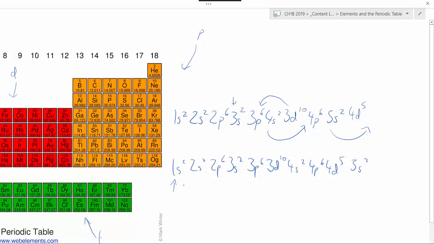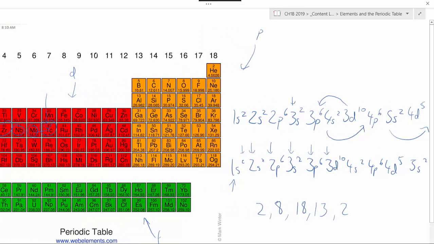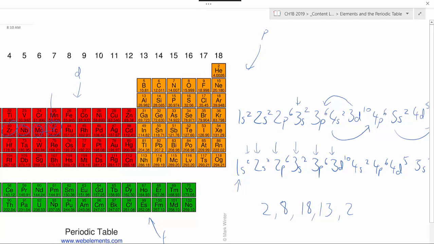And so now we should be able to write our electron configuration for this. In our first shell, we only have 2 electrons. In our second shell, we have 2 and 6, so 8 electrons. In our third shell, we have 2, 6, and 10, so we have 18 in our third shell. In our fourth shell, we have 2, 6, and 5, so we have 13 in our fourth shell, and we have 2 in our fifth shell. So that hopefully will help you create an electron subshell configuration.